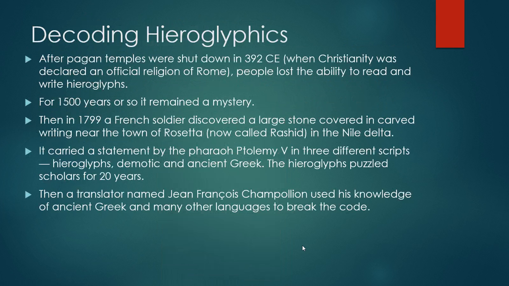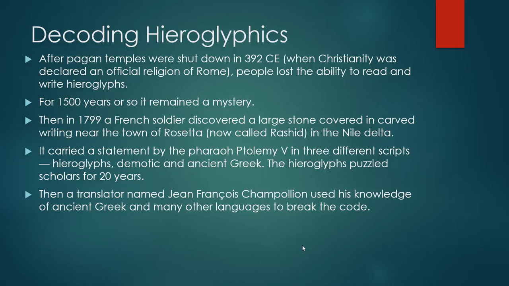So decoding hieroglyphics. After pagan temples were shut down in 392 Common Era, so when Christianity was declared an official religion of Rome, people lost the ability to read and write hieroglyphics. So for 1500 years it remained a mystery. It was then only in 1799 when a French soldier discovered a large stone covered in carved writing near the town of Rosetta in the Nile Delta. It was a very important stone that he found. It's now become known as the Rosetta Stone.